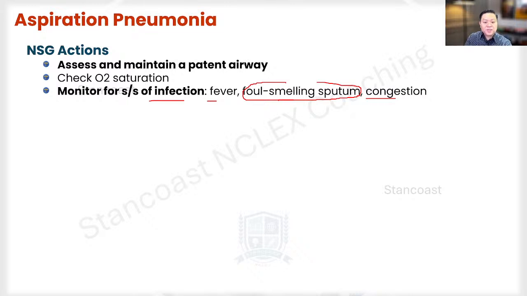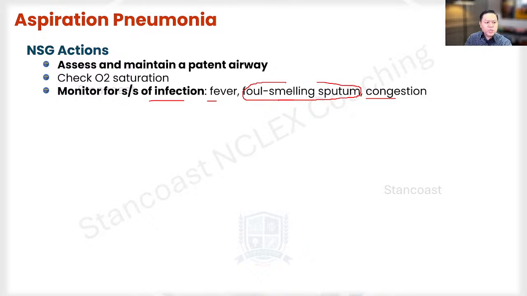Now, the congestion or the abnormal lung sounds, maybe the crackles or the decreased breath sounds, because of the presence of fluid in the alveoli, this will lead to diminished breath sounds. And again, this indicates that there is now fluid or infection inside the lung.